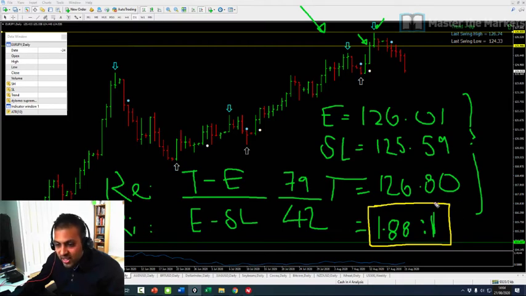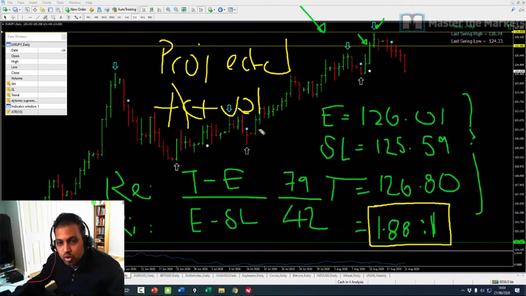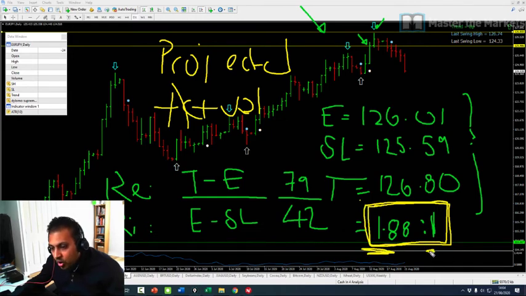It's important that we understand the difference between what we call projected reward risk ratio and actual reward risk ratio. Projected is what we have here, which is 1.88 to 1. We wanted to achieve 1.88 units of upside against 1 unit of risk. Now, you can see this trade didn't hit our profit target. It never hit our 1.88 projected reward risk. So the question is, what do we actually get on the trade opportunity?